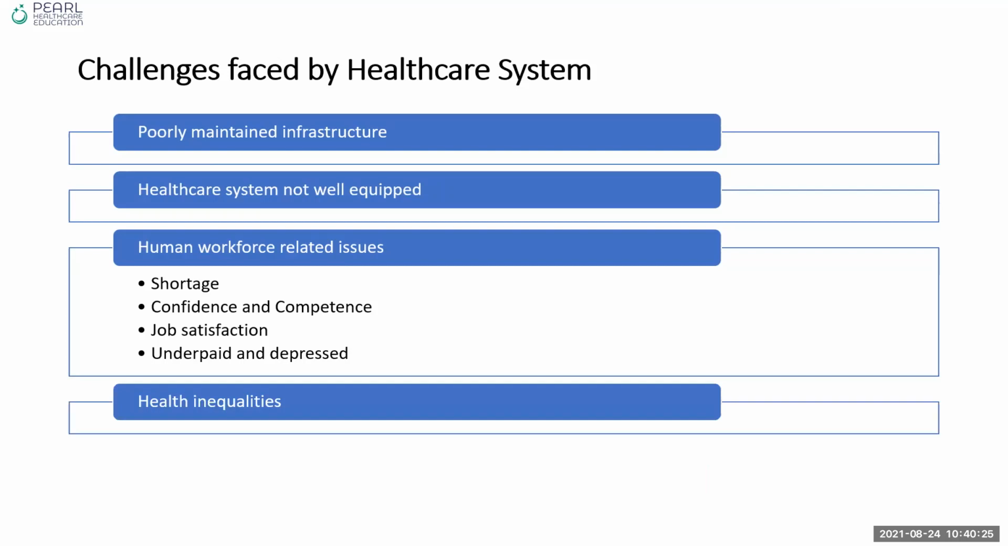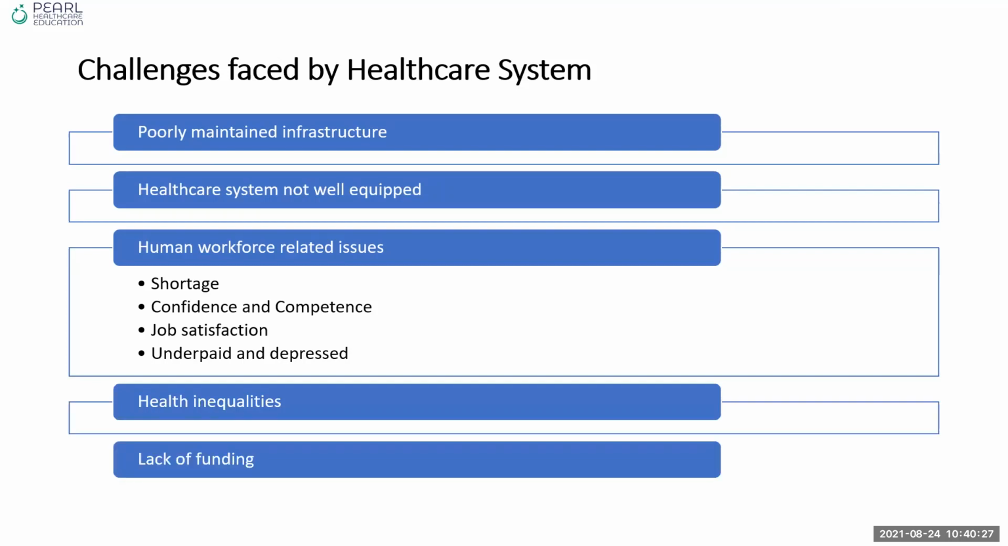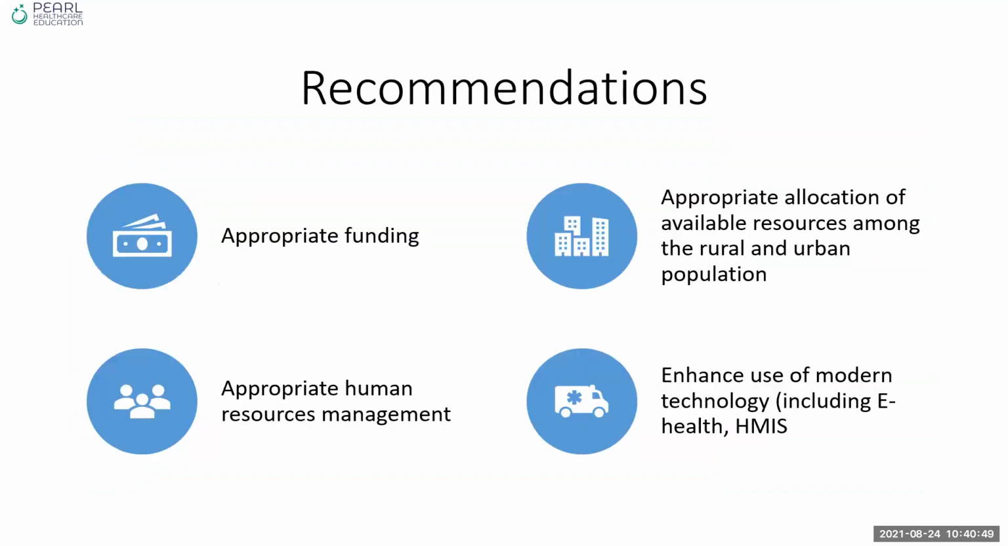There are many different health inequalities which affect the country, and we'll talk about that in another video. And the funding that we have for the healthcare system is very little. As I said, it's only about 0.5% of GDP, whereas the World Health Organization suggests that it should be at least 5% of GDP on health. So these are some of the challenges which are affecting the healthcare system of the country.